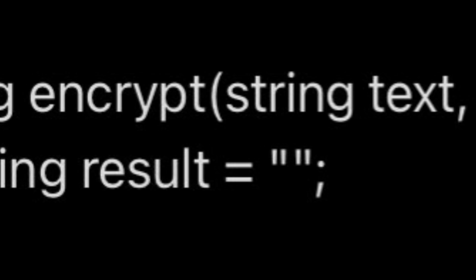Next, we have the encrypt function, which takes two inputs, a text string and a shift value. Inside the loop, we go through each character in the message. If the character is a letter, we shift it forward in the alphabet by the number given in the value.